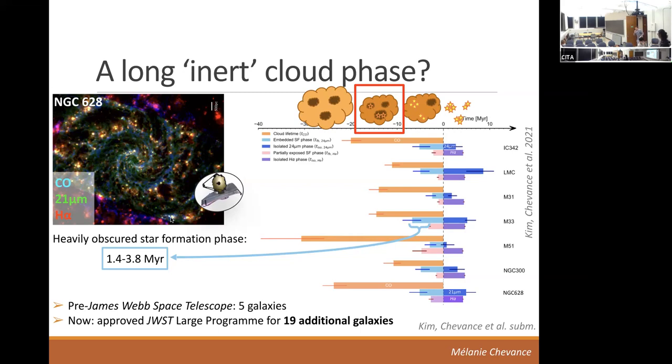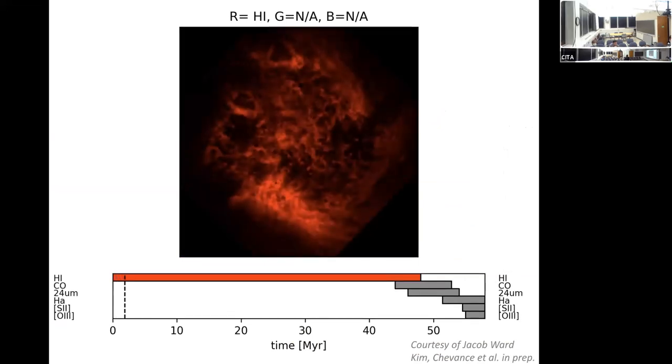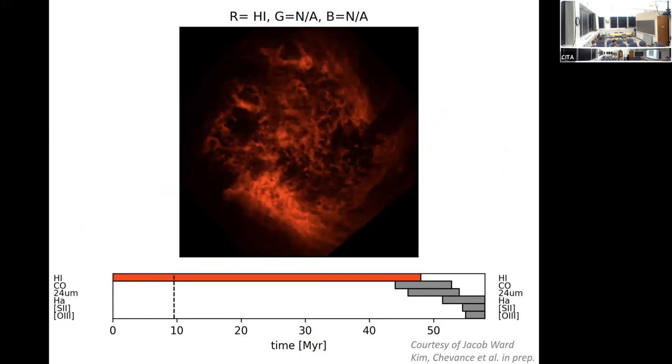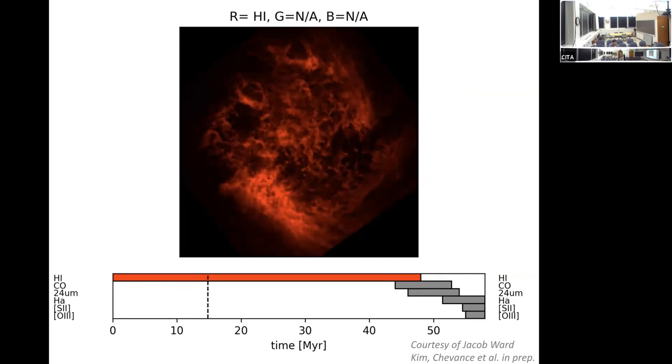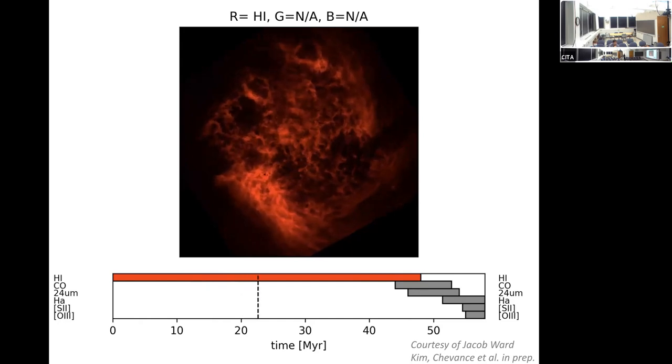Hello. I also have a question regarding that movie. Could you please open it again? Yes. They're not tracing each other closely. You would expect that if the star formation happens too close to CO, it will just photodissociate it. But in this movie, the places where stars are actually forming are very far away from the CO. So is it generally the case?